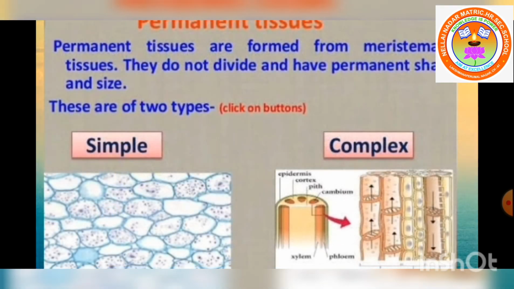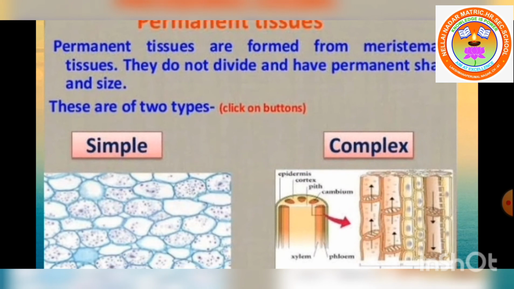Next, permanent tissue. Permanent tissues are formed from meristematic tissues. They do not divide and have permanent shape and size. So, permanent tissues are nothing but some of the meristematic cells stop their dividing nature and acquire certain changes to become a permanent tissue. Permanent tissues are broadly classified into two types: simple permanent tissue, complex permanent tissue.